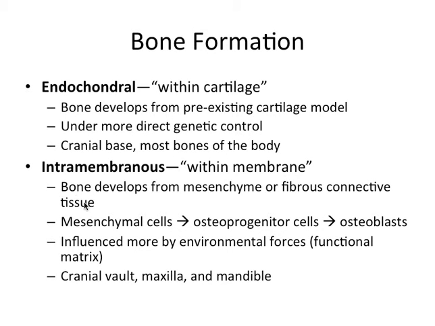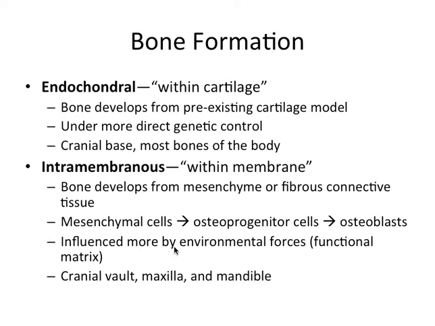And the other one is intramembranous, which literally means within the membrane. And so the bone develops from the mesenchyme, or the fibrous connective tissue. So it's referring to the periosteum of a bone or the endosteum of a bone. And so it involves mesenchymal cells in those fibrous connective tissue layers that differentiate into osteoprogenitor cells that then differentiate into osteoblasts that actually form the bone.